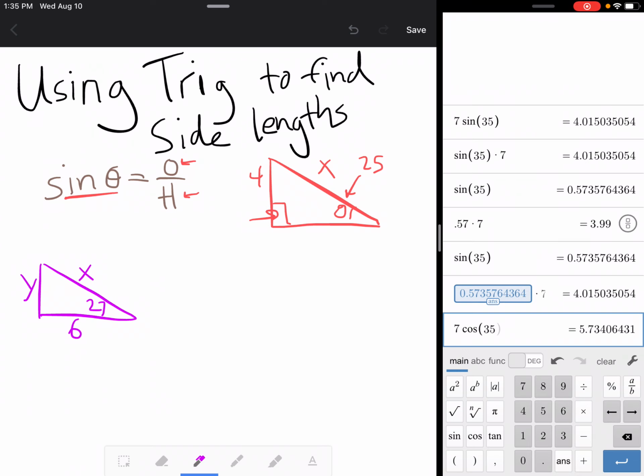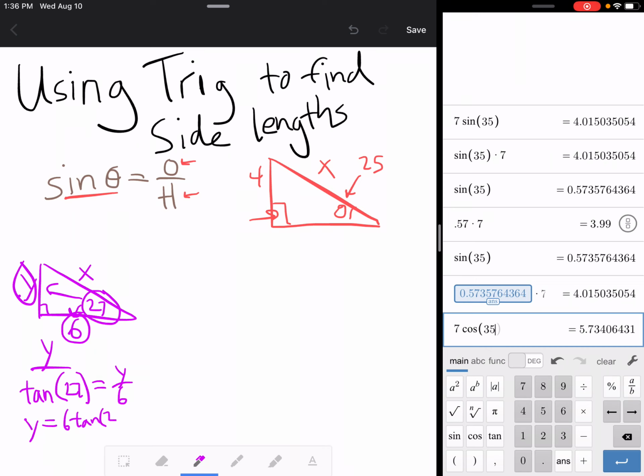All right, so what I'm going to do is really quickly take care of y first. I think y is going to be an easier one. Now, again, I want to look at 27 and see what I have. I have y and I have 6. I always need to use that number there. So on my triangle I have my opposite side and my adjacent side. So to me, opposite and adjacent, that means we need to do tangent of 27 is equal to y over 6. And then y is just going to equal 6 times tangent of 27.